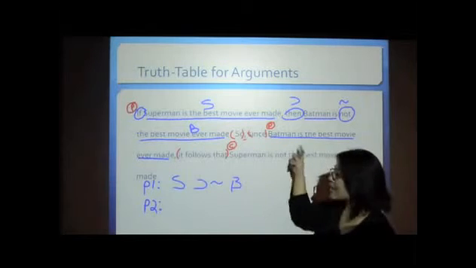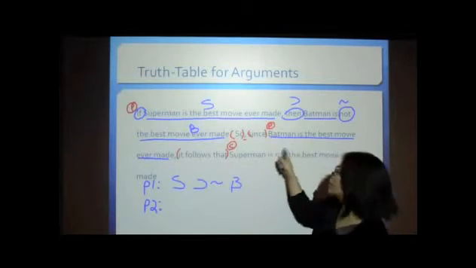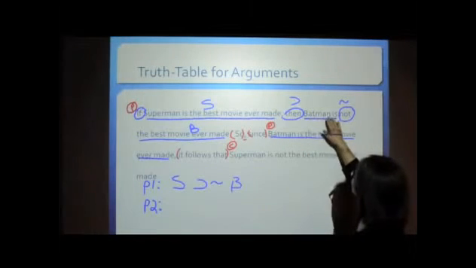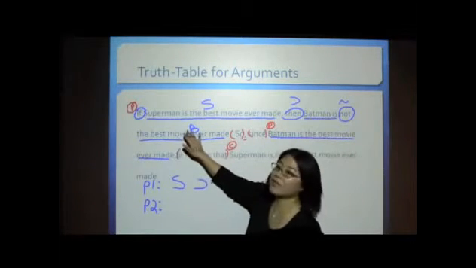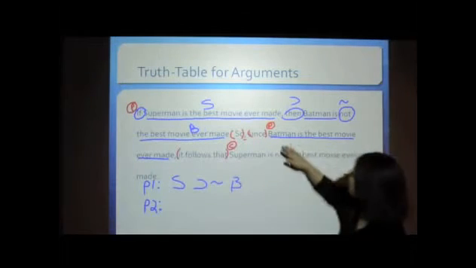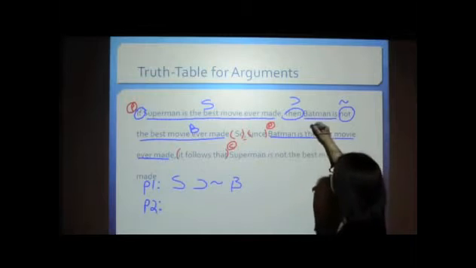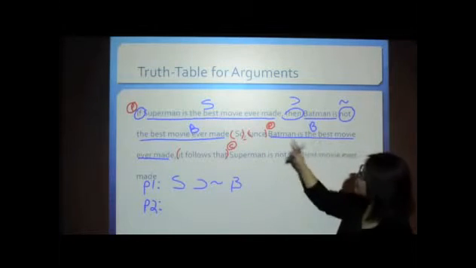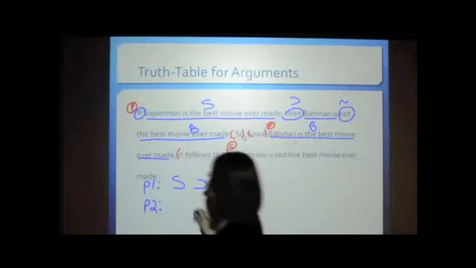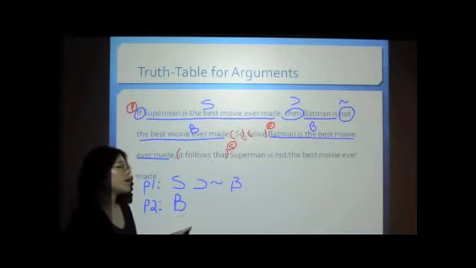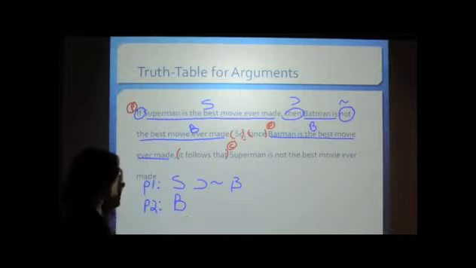We're going to use that same propositional variable when we come to this statement here. Notice here we said, Batman is the best movie ever made will be B. So Batman is the best movie ever made here will be B as well. This tells us that premise 2 is going to be simply the statement B, okay? Batman is the best movie ever made.